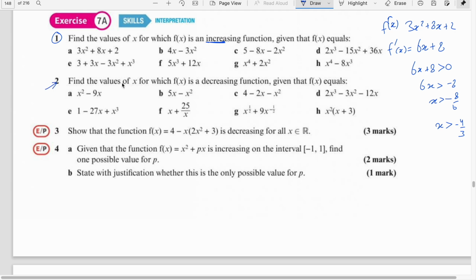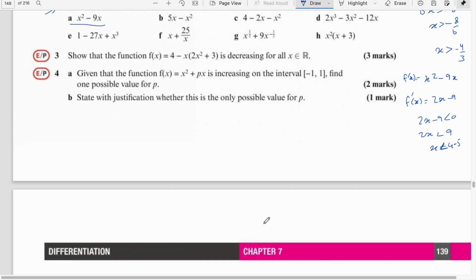Question number 2 says find the values of x for which f of x is a decreasing function. So same concept, but the gradient should be negative. So x square minus 9x, if that's f of x, when we differentiate it, this becomes 2x minus 9, and 2x minus 9 should be less than 0. So 2x is less than 9 and x is less than 4.5. So for values less than 4.5, the function is decreasing.